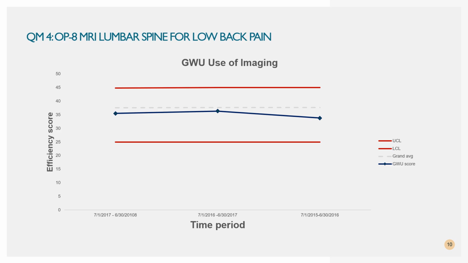In this chart, I wanted to look at their efficiency in using diagnostic imaging, such as the MRI for lumbar spine for low back pain. This measure was created by CMS to check for the appropriateness and effective use of imaging in a clinical setting. Medicare spends approximately $14 billion annually on outpatient imaging studies. So in this data, George Washington University's efficiency score is within the control limit and about the same as the other major hospitals in the area.